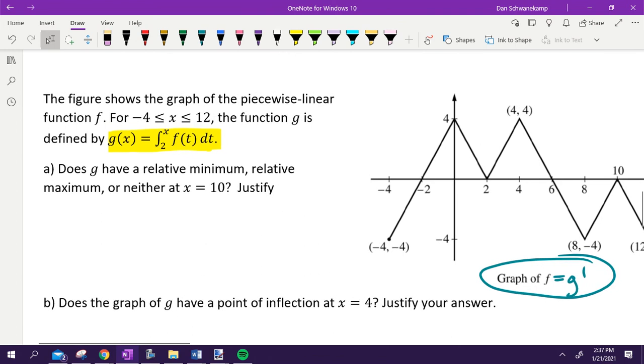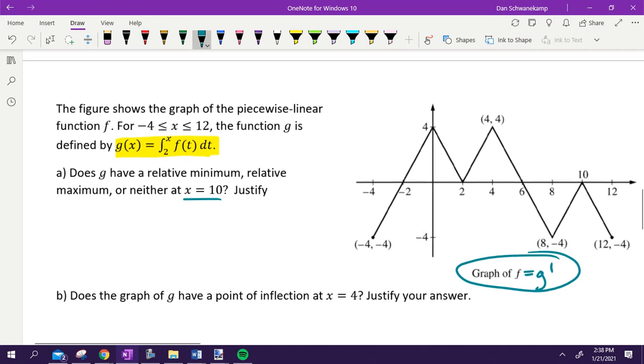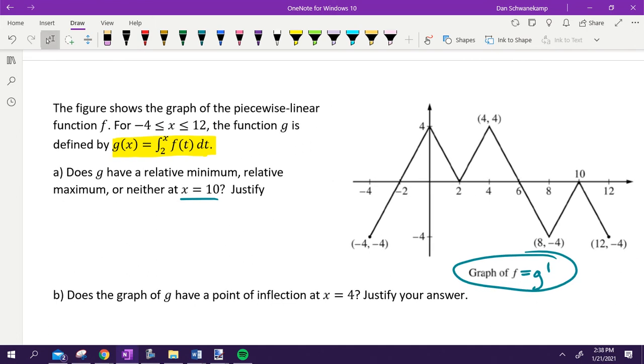Does G have a relative maximum, minimum, or neither at x is equal to 10? Does G have a relative max, min, or neither at 10? Talk with your neighbor for a second. Come up with an answer. Thumbs up for maximum. Thumbs down for minimum. Thumbs in the middle for neither. Max, min, neither. We're saying neither. So neither.